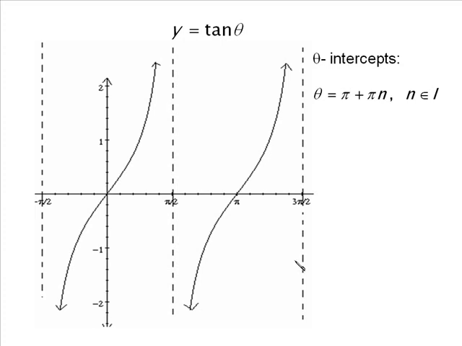Now I know what you're thinking. You're thinking, why didn't I start at 0? And you could have. You could have simply said that theta is equal to pi n and not had the plus pi. But it's technically correct to do this too.